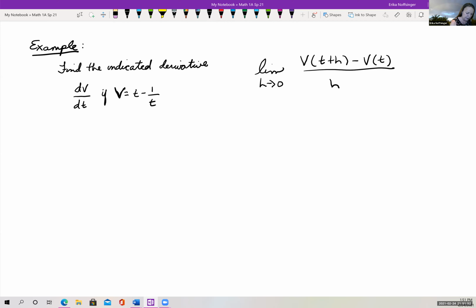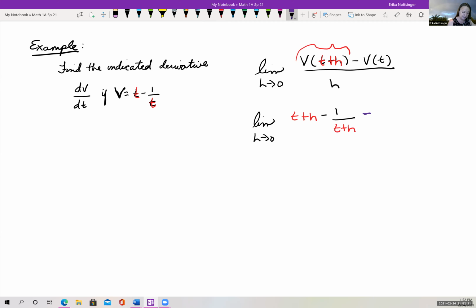So if we plug in t plus h wherever we see a t in our function. Doing that, I see a t here. Let me bring down the limit. I see a t first, so I'm going to rewrite it with t plus h. And then I have a minus 1 over, and I see a t there, so I'm going to replace it with t plus h. So that's just this piece. And then we're going to subtract off v of t.